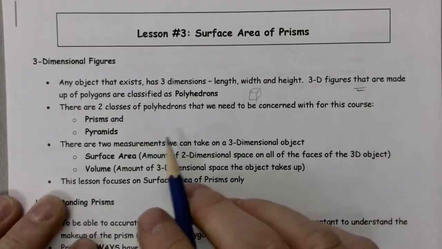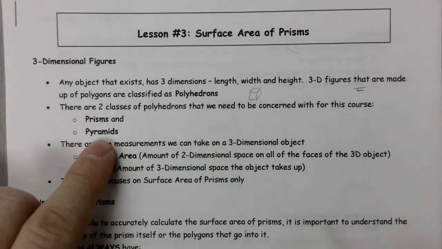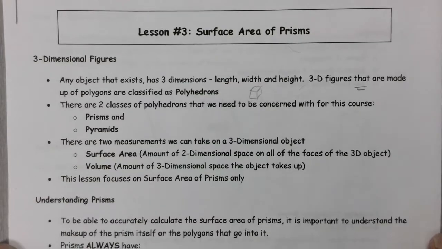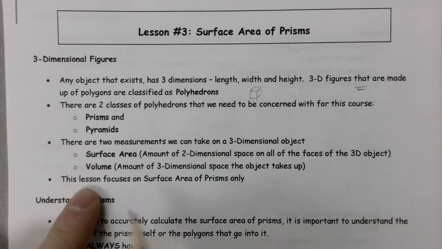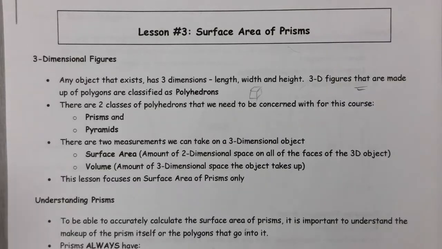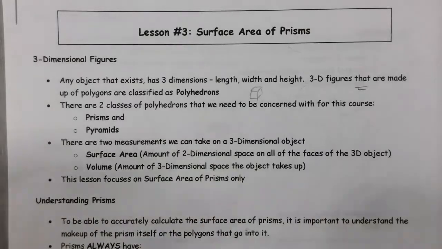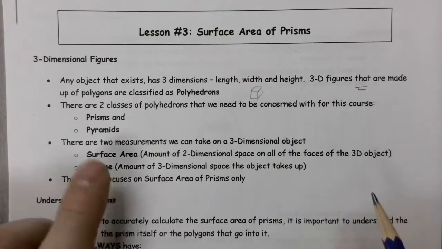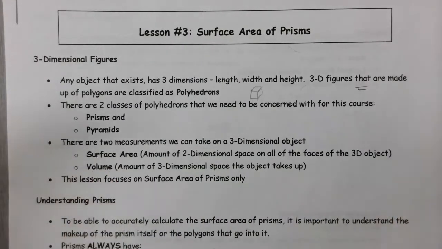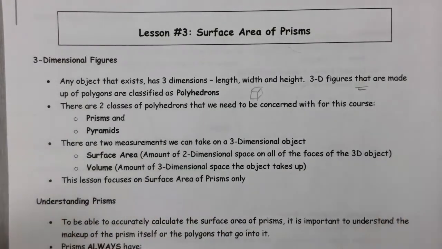Now, there are two classes of polyhedrons that we're going to be concerned about in this particular course, and that's prisms and pyramids. For this lesson, we're going to be looking specifically at prisms, and then in another lesson, we'll take a look at pyramids. There are also two measurements we're primarily concerned with in this course. Surface area, which is the amount of two-dimensional space that all the faces of the object take up, and volume, which is the amount of three-dimensional space it takes up. But again, we're only going to be focused on the surface area of prisms in this lesson.